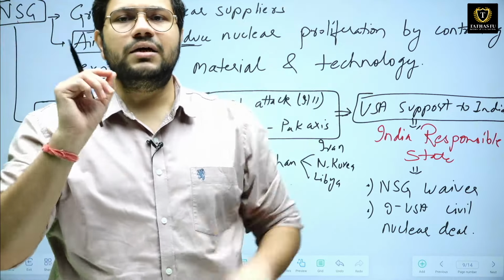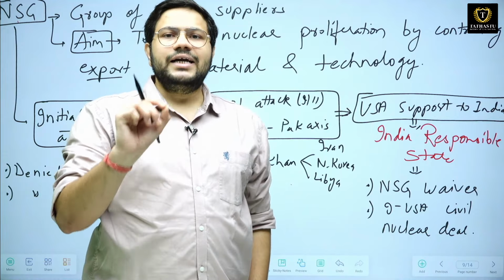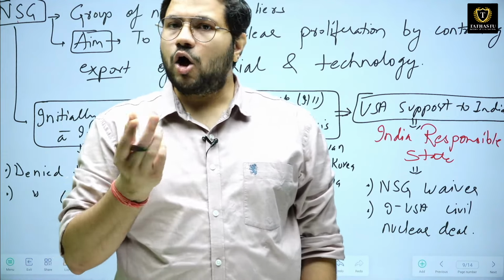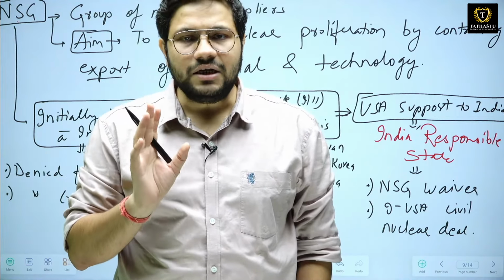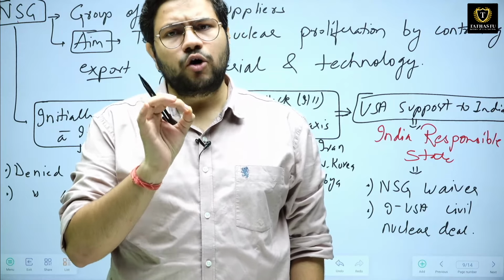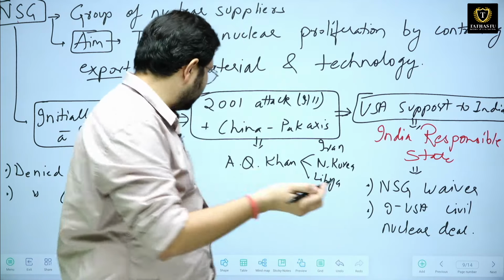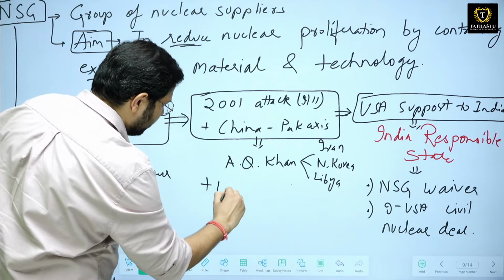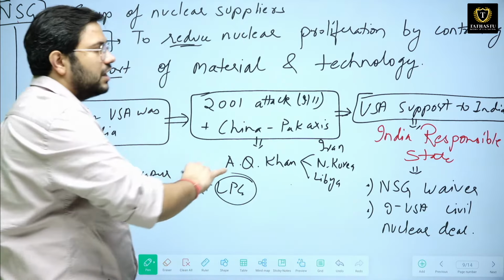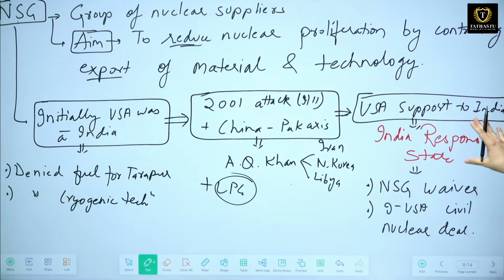Now, one more important thing also happened: India in 1991 went for economic liberalization, that is LPG, and because of this India became a booming market for USA enterprises. Therefore, because of these three things, just write over here plus LPG, the USA started supporting India.